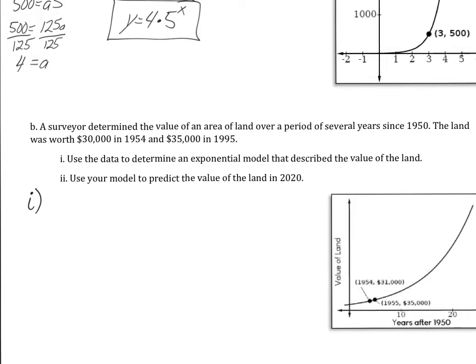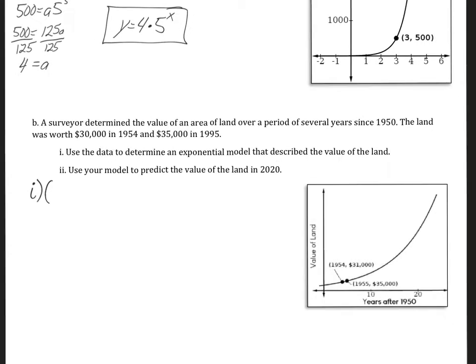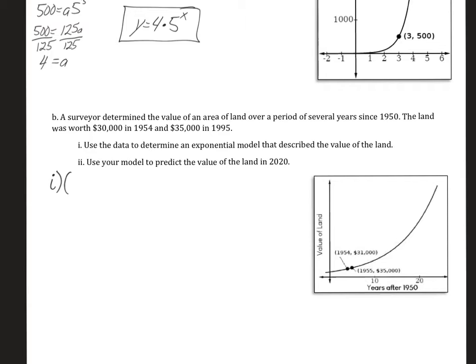Well, we have 2 points, right? Looking at this, it looks like the x-coordinate should be my years since 1950. The reason why I know that is because it says it right here on the x-axis. So I'm going to write out my x-coordinate as being 4, because I don't want to do 1954, since I already know it's past 1950. I'm just saying how much further beyond that this would be. And then the value of my land is my y-coordinate. So I'm going to put 30,000.